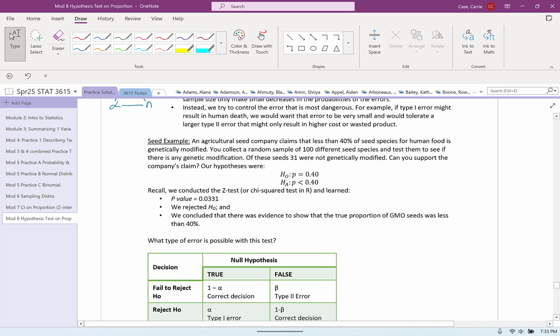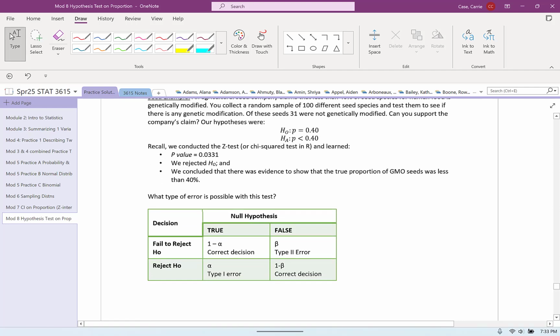The agricultural seed company claims that less than 40% of seed species is genetically modified. And so we did this test. Our alternative was that p was less than 40%. We calculated a p-value of 0.0331, we rejected the null, and we concluded that there was evidence to show that the true proportion was less than 40%, so it supported the company's claim.